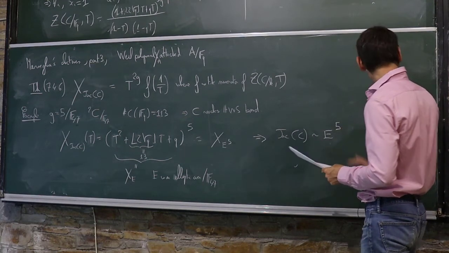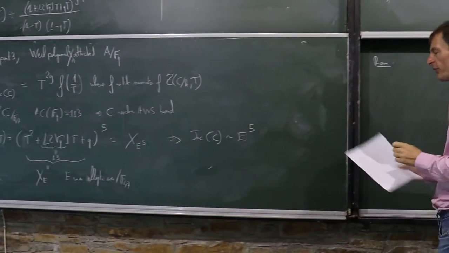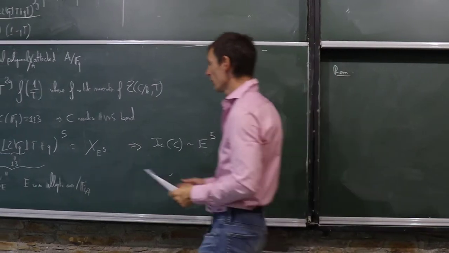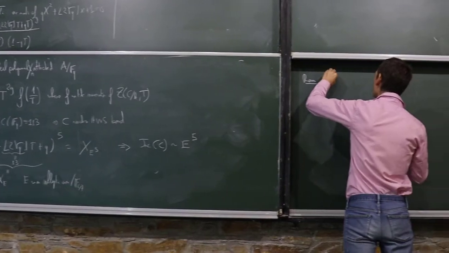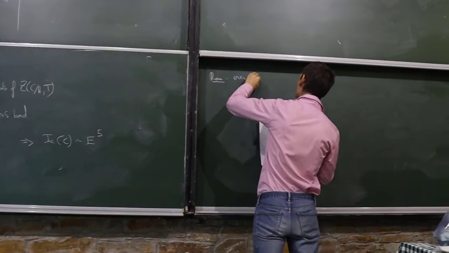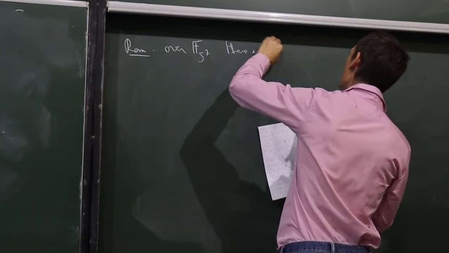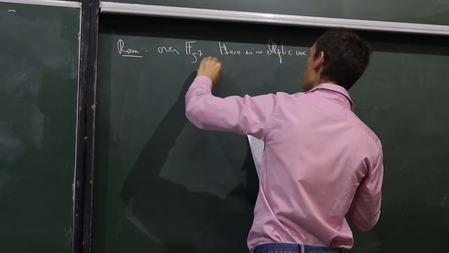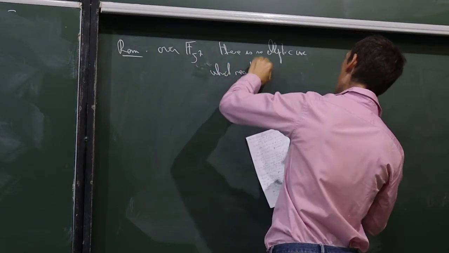Just a remark before I go on with this a bit further. The remark is the following. One has to be quite careful about this property of having or not having an elliptic curve of this form. Remember that I told you that over F_5^7 there is no elliptic curve which reaches the Hasse-Weil-Serre bound.